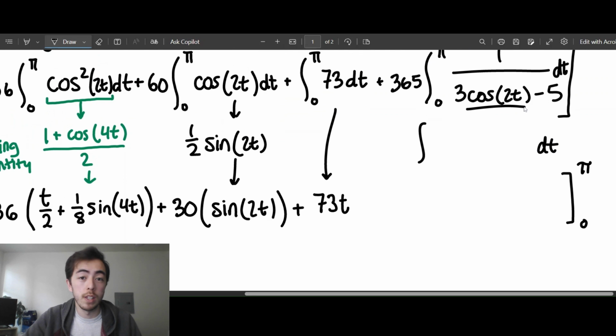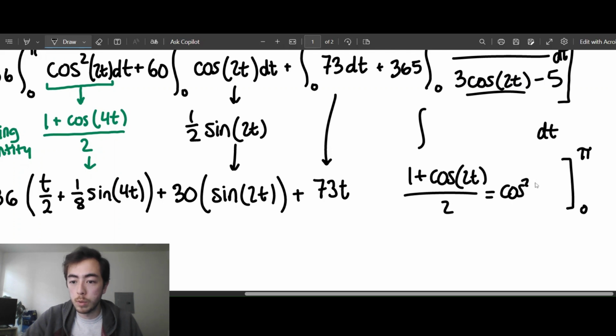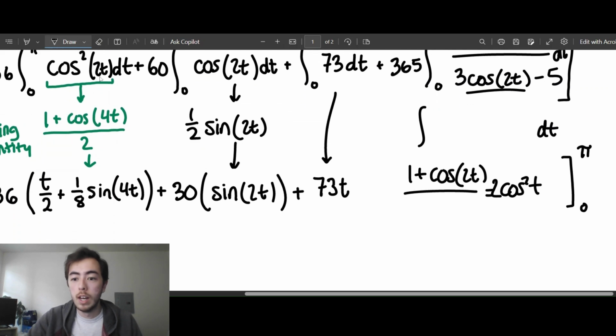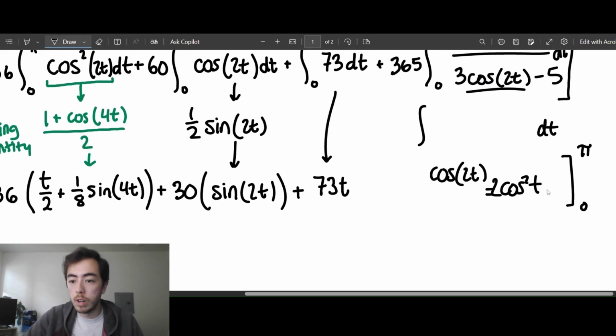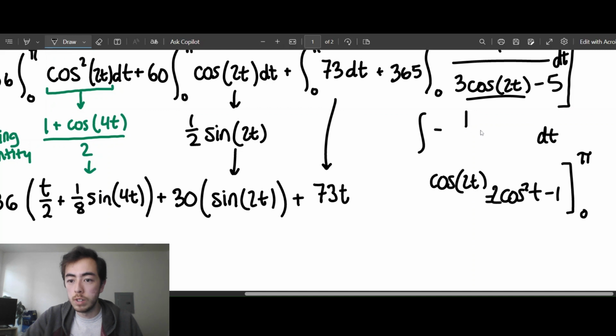The first thing I want to do is replace this cosine of 2t. Earlier, we used a power reducing identity where we know that (1 plus cosine of 2t) over 2 is equal to cosine squared of t. But here, I actually want to increase the power for some reason. So to isolate cosine of 2t, I'll multiply both sides by 2. That'll knock out this divide by 2. Oops, I just erased something over here. And then I will subtract 1 from both sides. So now I'll have some expression for cosine of 2t. So I could rewrite my integral as 1 over 3 times 2 cosine squared t minus 1, and then minus the 5.